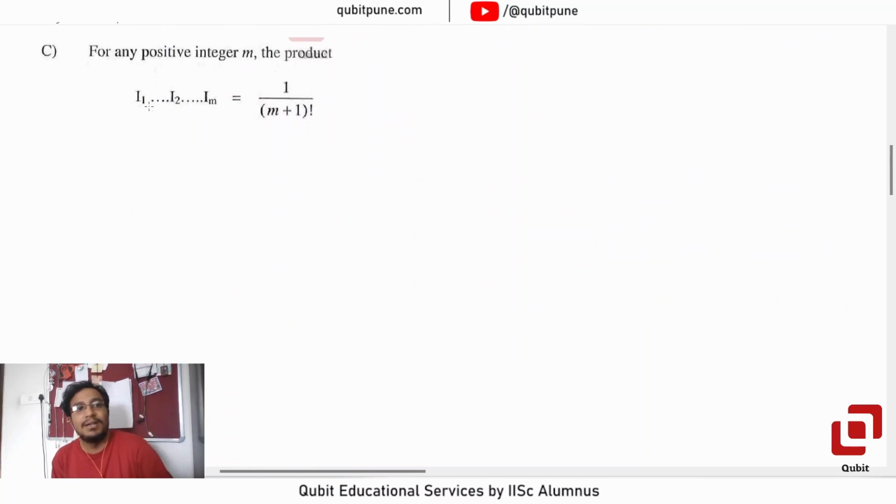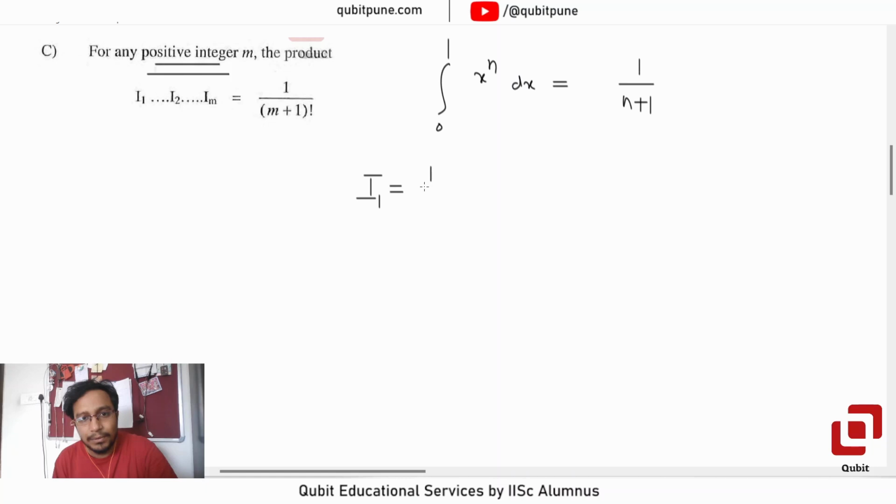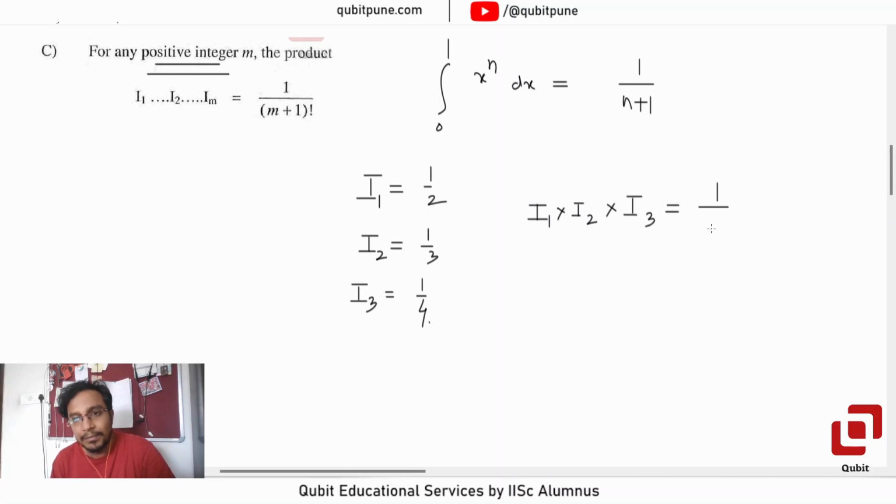Okay. For a positive integer, we are happy because we can now integrate this. So it will be 1 upon n plus 1. Correct? So I1 would be 1 upon 2, I2 would be 1 upon 3, I3 would be 1 upon 4. So we can clearly identify the pattern now. The product up to I3 is 1 upon 4 factorial, so C is right. Understood?